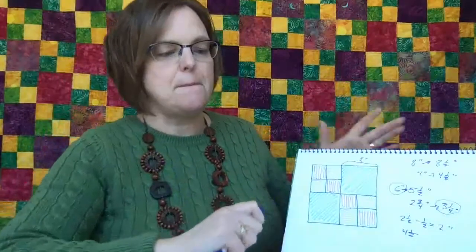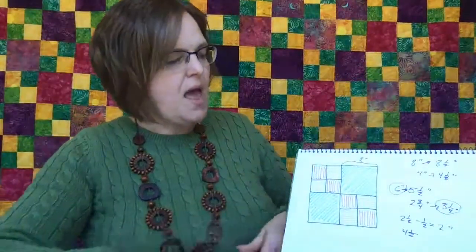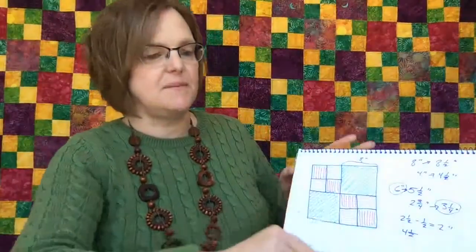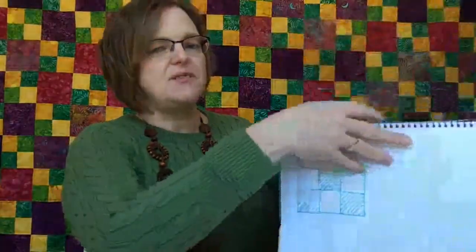So the next one is, what if we have 9 patch blocks? Well, this is going to be really the same. It's just that you're multiplying or dividing by 3. And sometimes when you start looking at the math, you can find ways to make it easier. So let's say, for example, you wanted to have an 8-inch block and it was a 9-patch block. Well, when you take an 8-inch block and you divide that by 3, you're going to get 2 2/3.